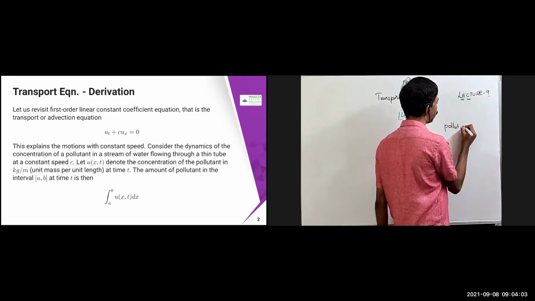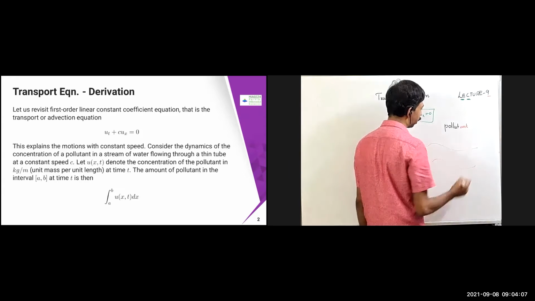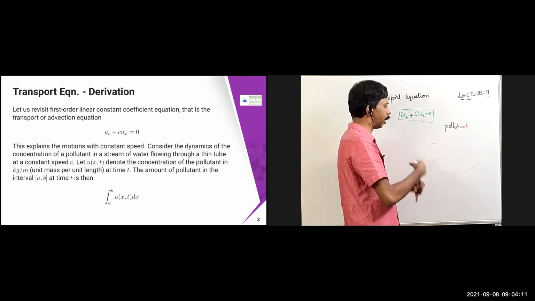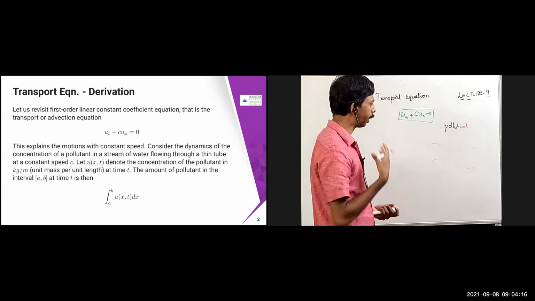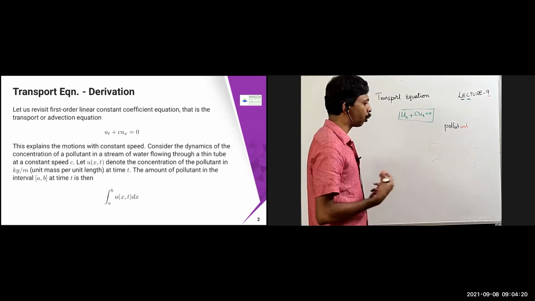Assume that there is an ant, and there is a river, and there is a pollutant which is flowing. This river, you can just imagine like Delhi air or anything, because air is also a kind of fluid.